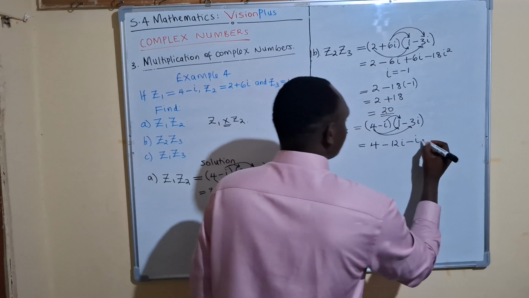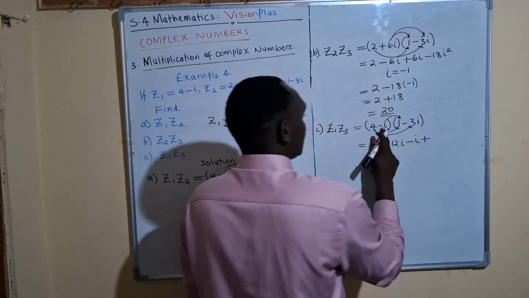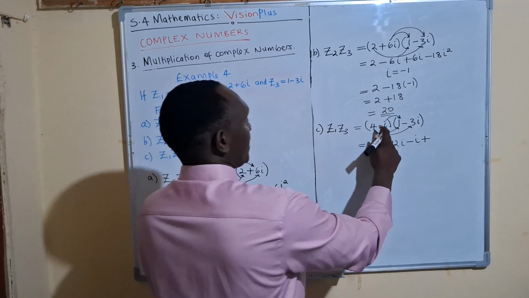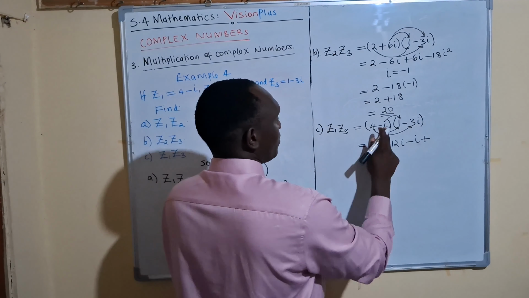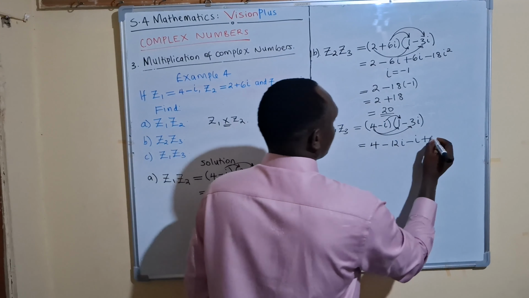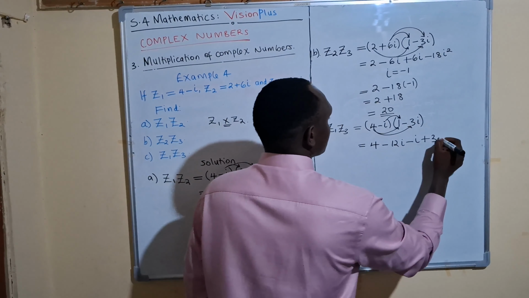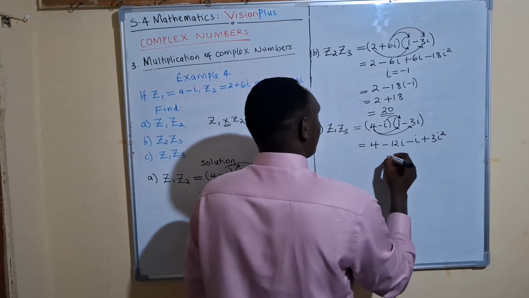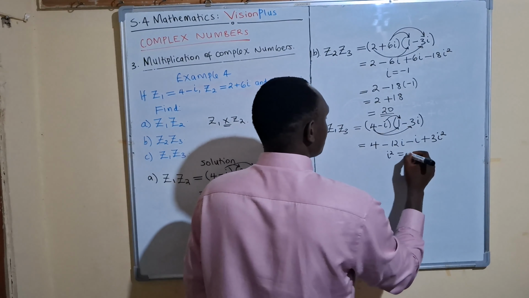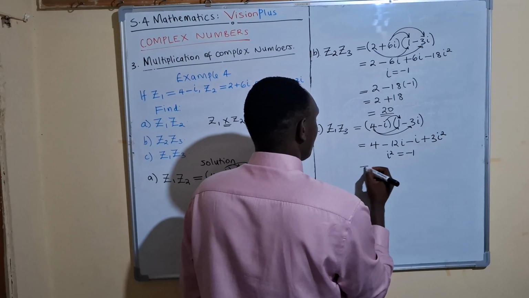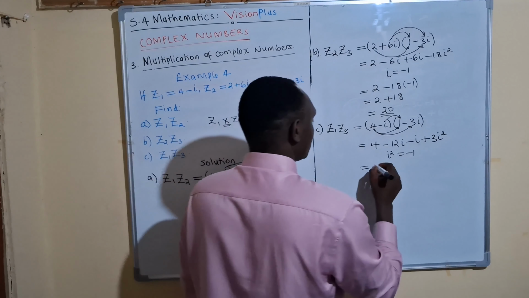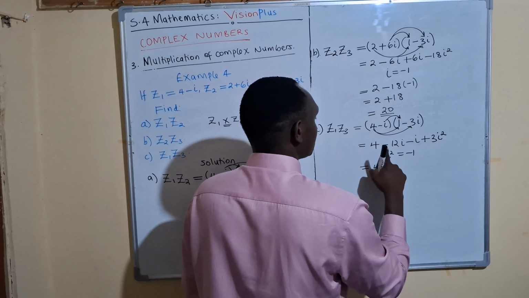What is negative i times negative 3i? Negative times negative is positive. There is a coefficient of 1 here, that is a natural 1 on this i. So 1 times 3 is 3. i times i is i squared. But we know that i squared is always negative 1. So on further simplification, we shall have 4 minus.